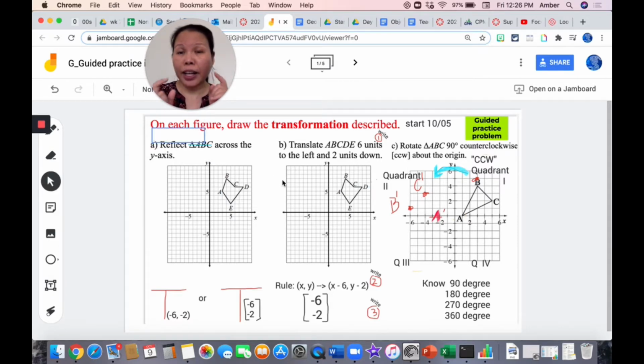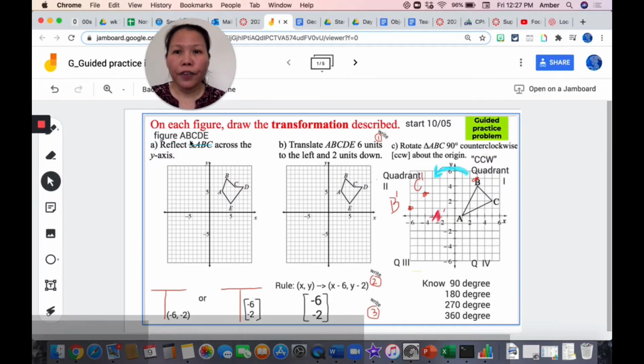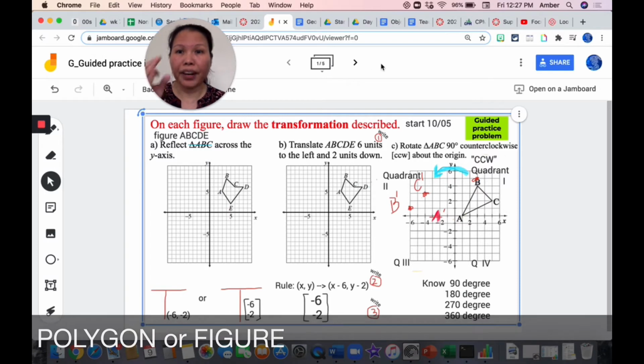If we have a rectangle, we can say rectangle, square, parallelogram, trapezoid. We can always say it by its name. But when we don't have it, we can only call it polygon. Figure A, B, C, D, E. There are 5 sides on this one, and we don't have a specific name for it. You can say, remember, polygon or figure.